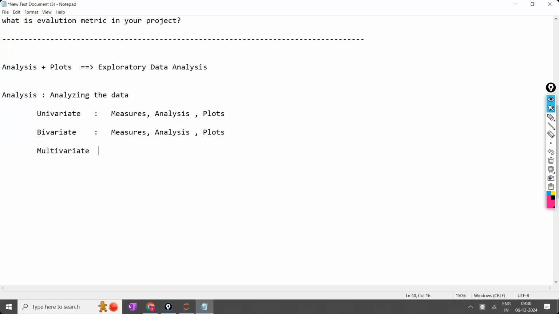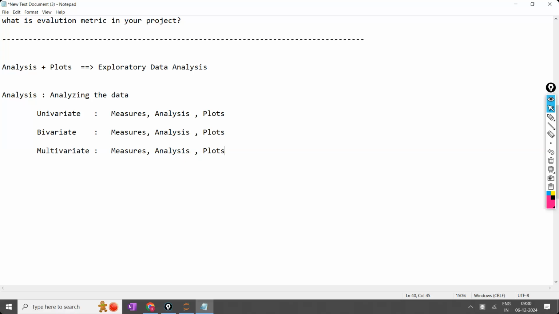Similarly, for multivariate also the same. For multivariate also, we are having various measures and various analysis and various plots. That one is different, this one is different, this one is different. Three of them are different. Are you taking at a time one variable, two variables, more than two variables?